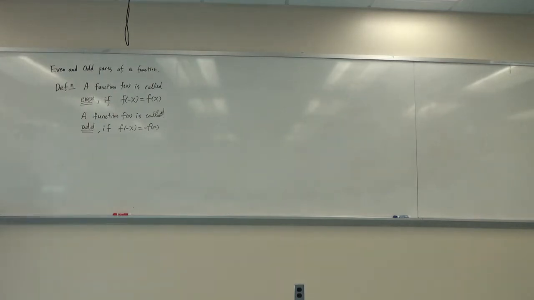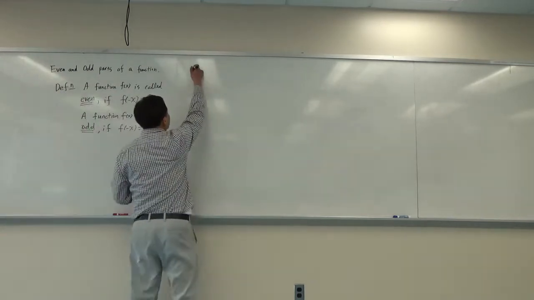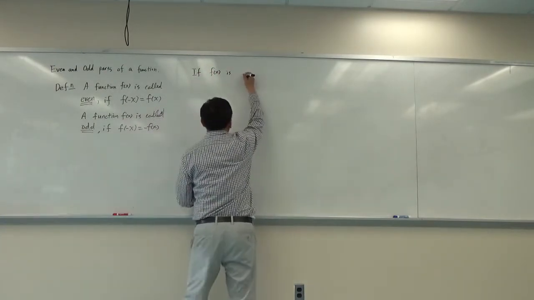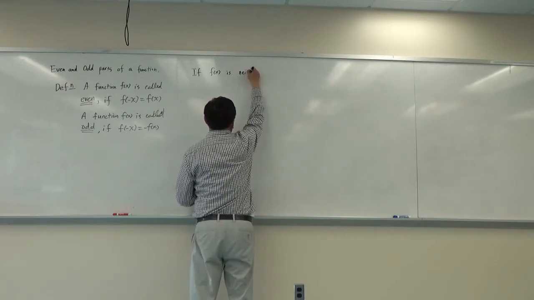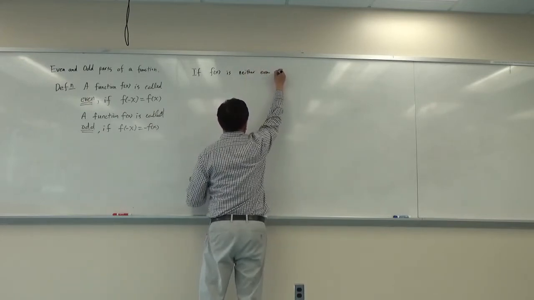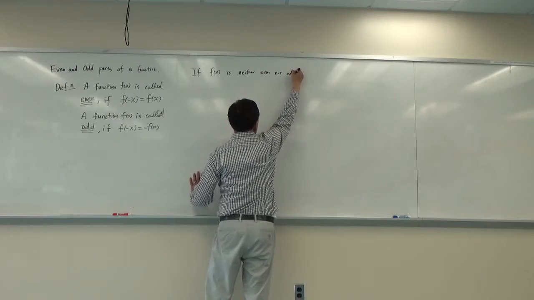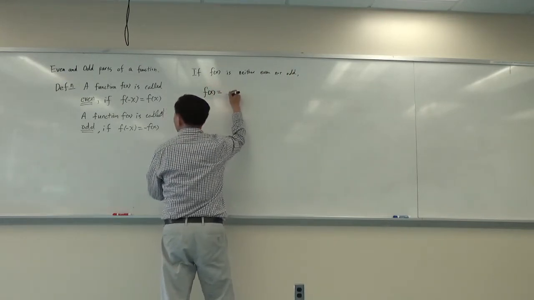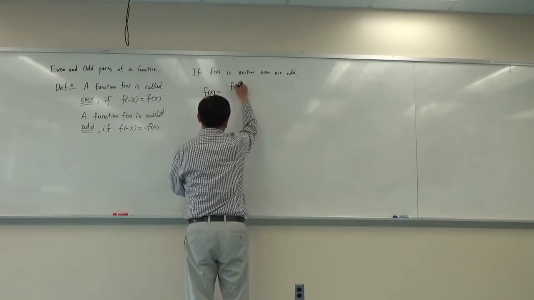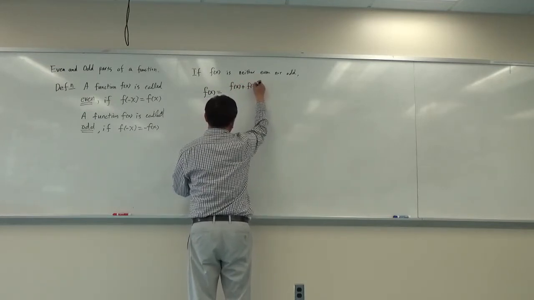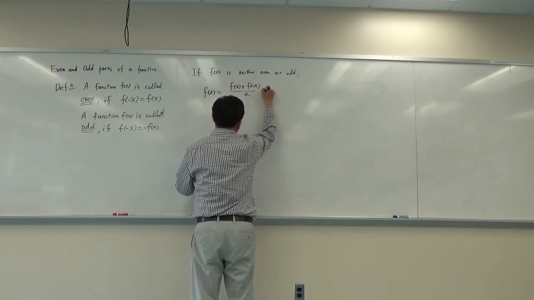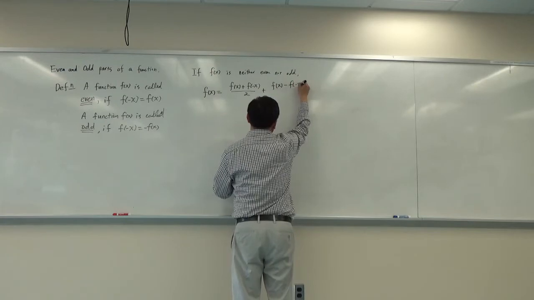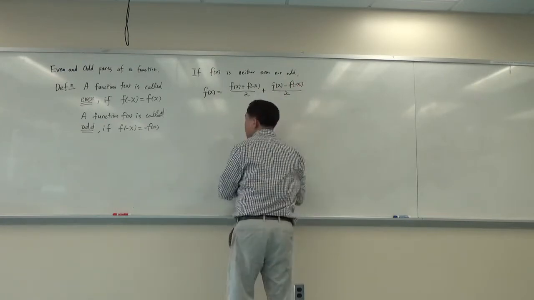And if f of x is neither even nor odd, we can write down f of x as the following sum: f of x plus f of negative x over 2, plus f of x minus f of negative x over 2.